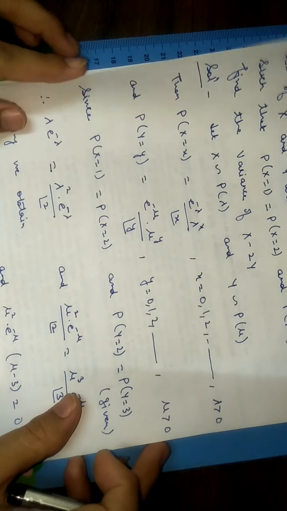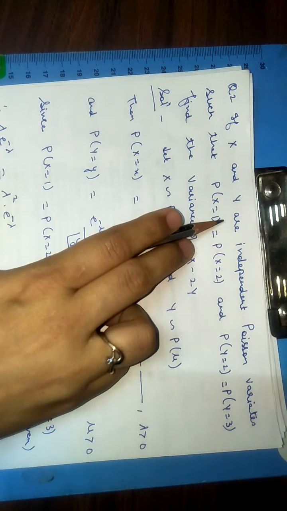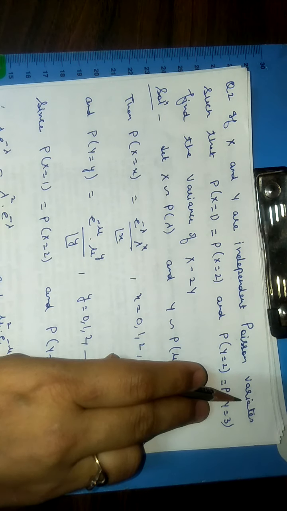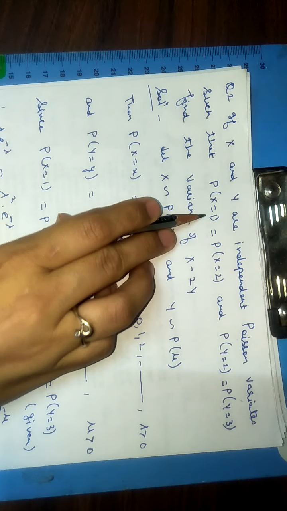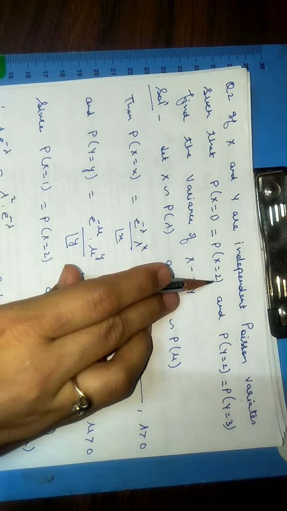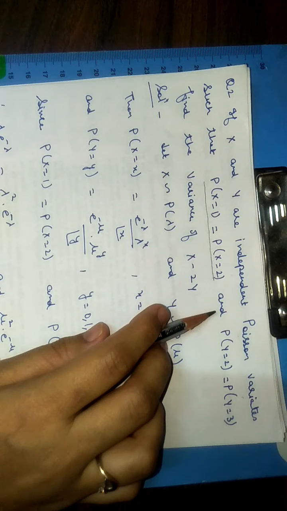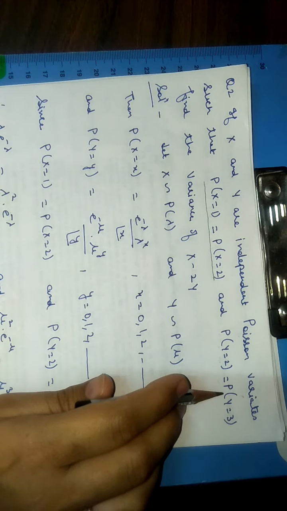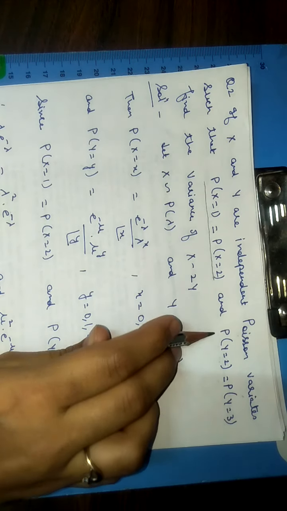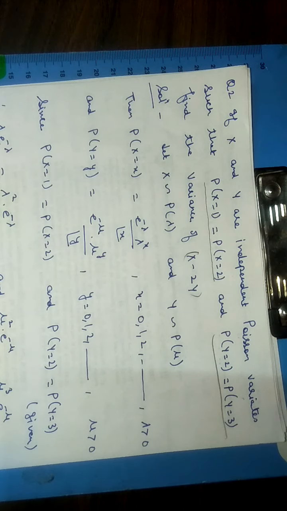Next is one more question. If x and y are independent Poisson variates such that probability at x equals 1 equals probability at x equals 2, this is our first condition, and number 2, probability at y equals 2 equals probability at y equals 3, and this is our second condition. Find the variance of x minus 2y.